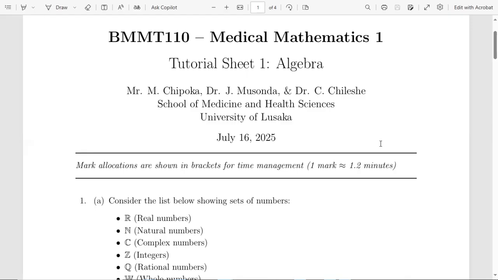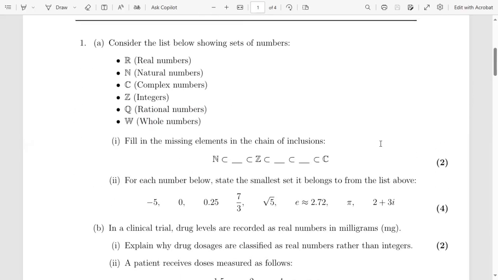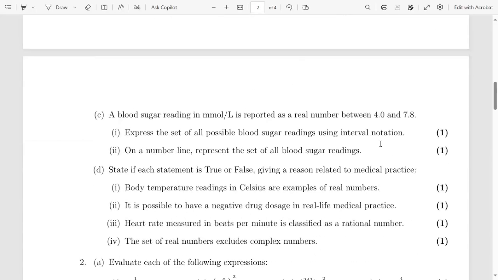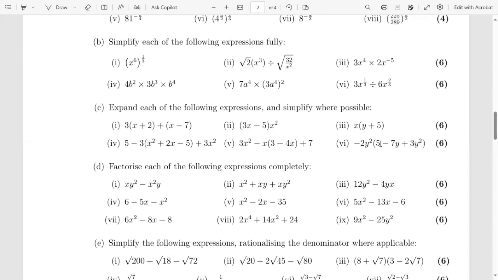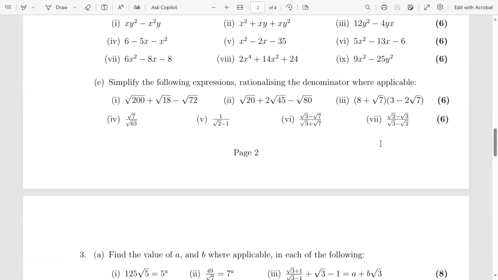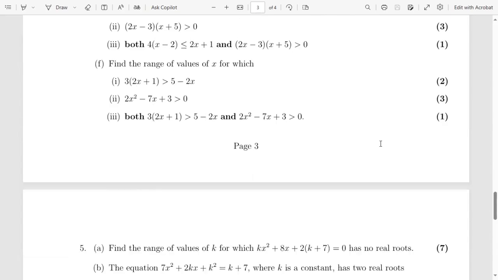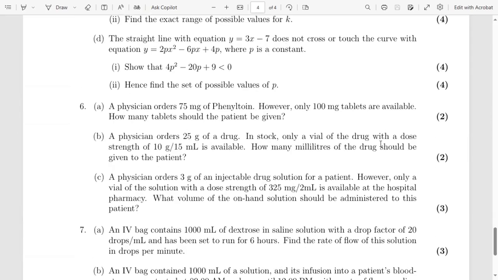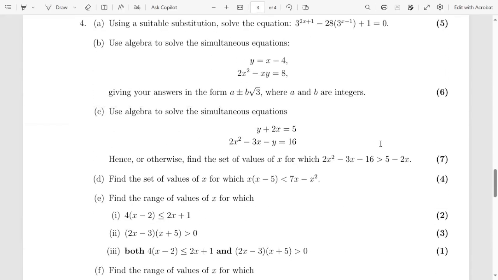Those questions we actually got from tutorial sheet 1, for those who are at uni doing pre-meds. If you would like to access the full videos to all the questions from tutorial sheet 1, starting with the one on sets of numbers, and then tutorial sheet 2 where we looked at exponents or indices, surds, and rationalizing the denominator, we have video solutions explaining all these questions. You can access them on our website. We solved them all the way up to question 7.